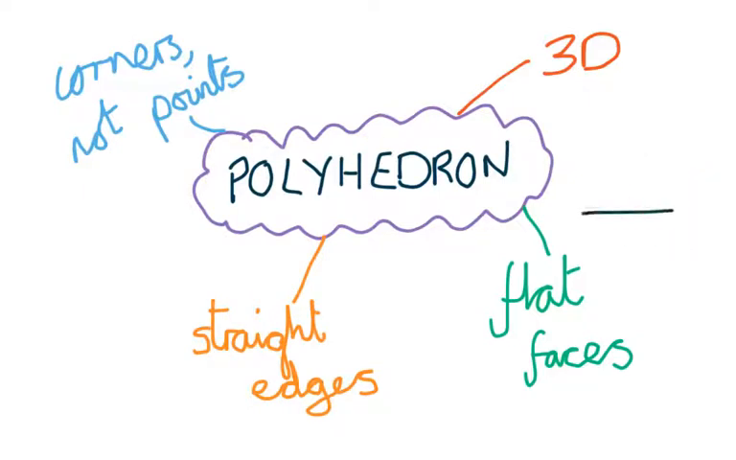Neither is a hemisphere, which is the half sphere. That is also not a polyhedron because it has one flat face, but it doesn't have all flat faces and it doesn't have straight edges. There are others that aren't polyhedrons as well.